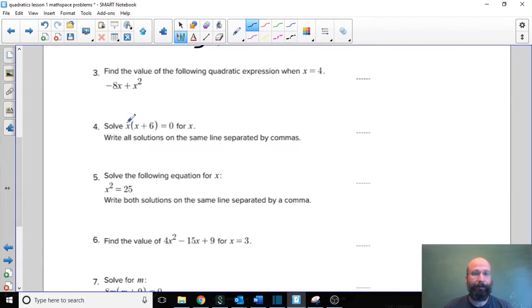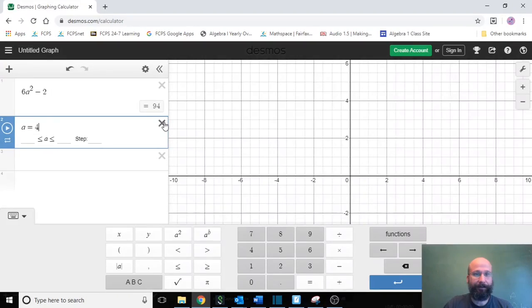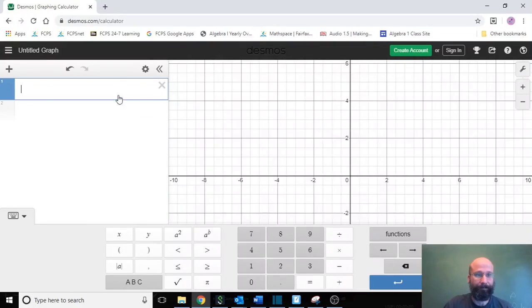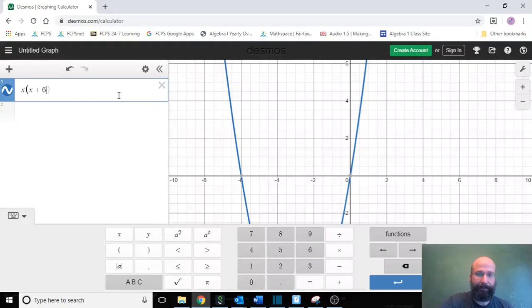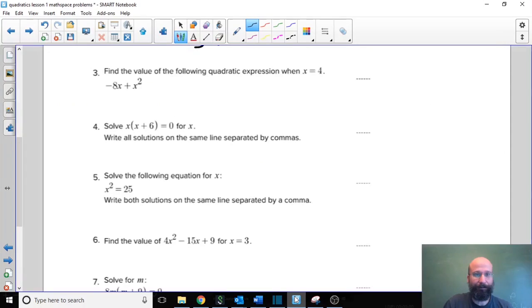All you need to do is put in this x times the quantity of x plus 6 equals 0 in Desmos. So that's what I'm going to do: x times x plus 6 equals 0. I don't need to put that in, but I will. I'm going to double check and make sure that's right.